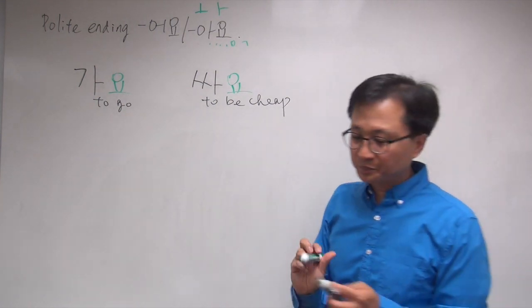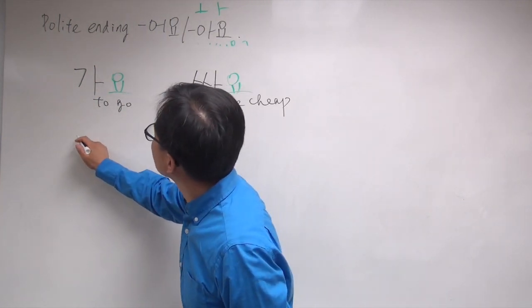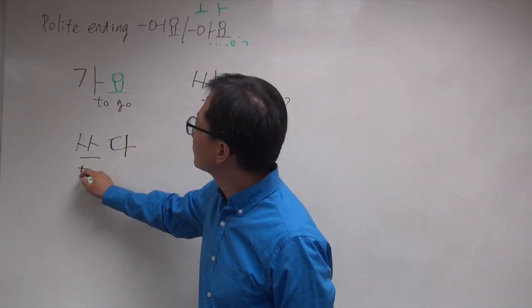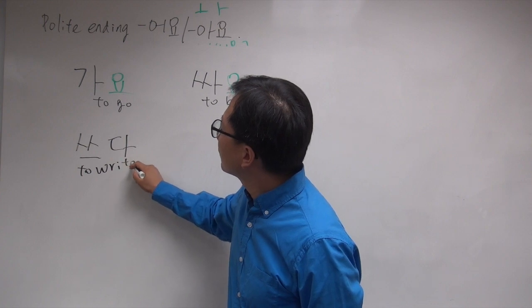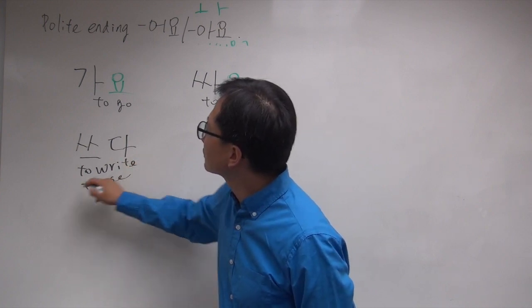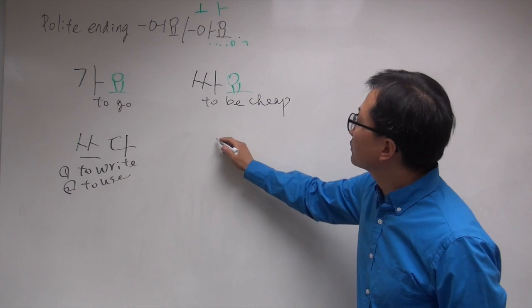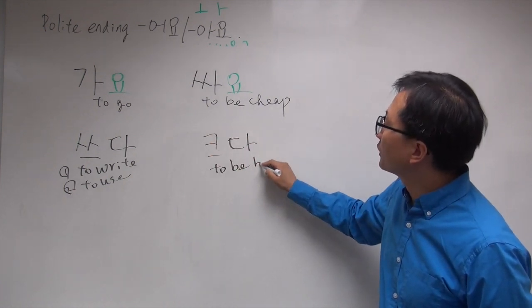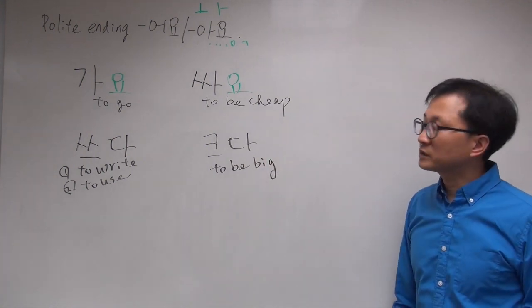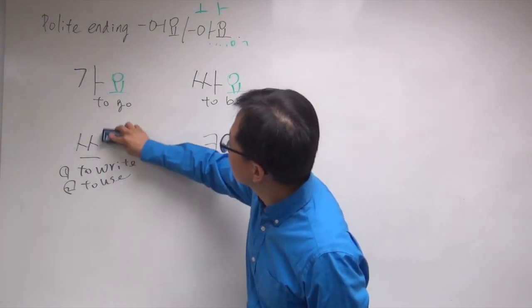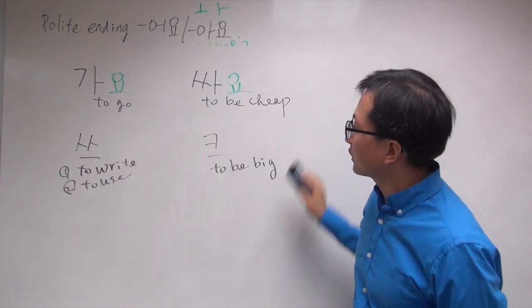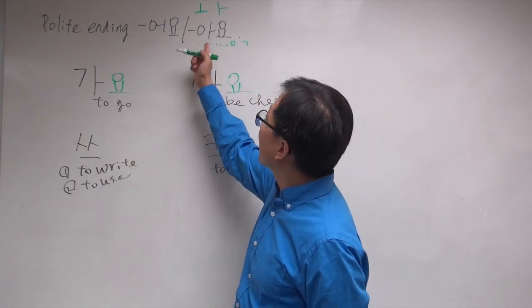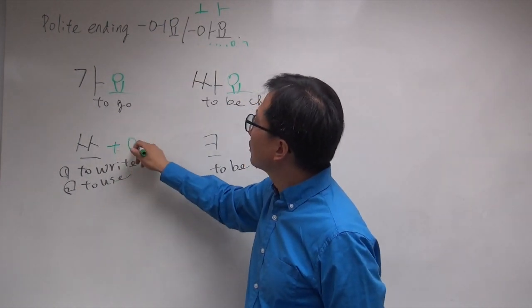And another word. 쓰다. To write, or to use. Number one, number two. And 크다, to be big. 크다, 쓰다. Okay, let's take 다 out so that we can get the stem. 쓰. Does it have either o or a? No. Then we need 어요.